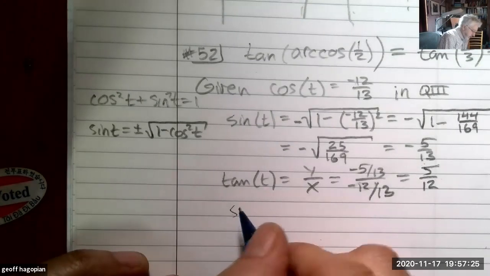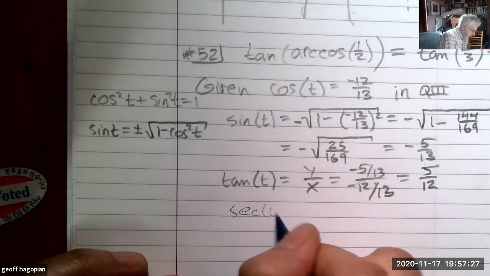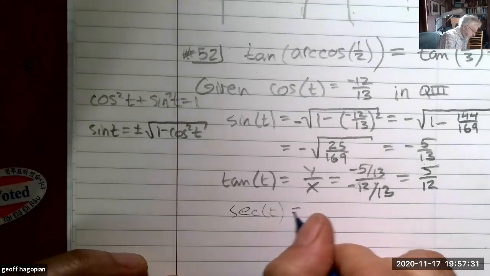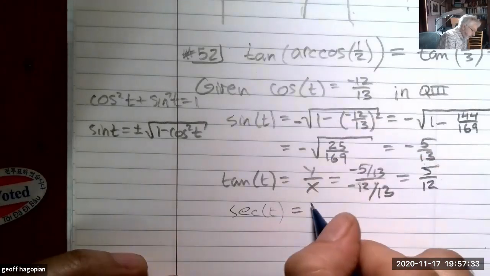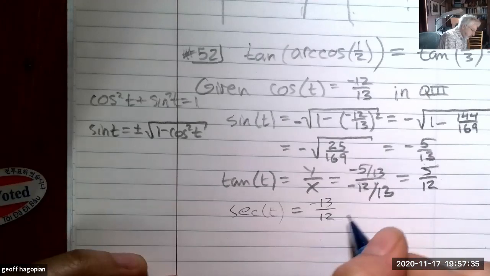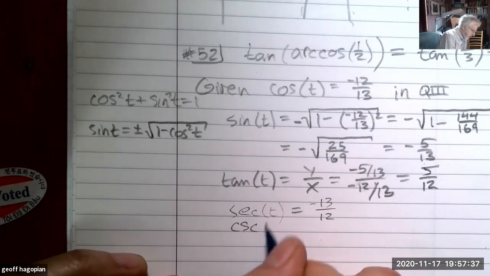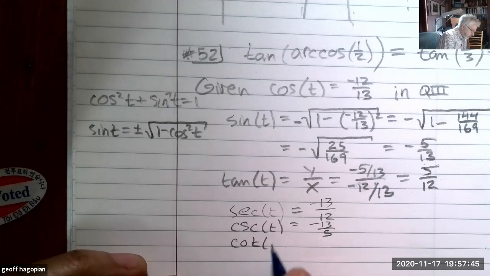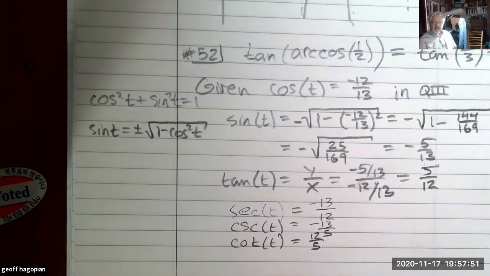And what about the other ones? Well, they're pretty easy, right? Secant is just the reciprocal of cosine. So that's going to be -13/12. Cosecant is the reciprocal of sine. That's going to be -13/5. And cotangent is the reciprocal of tangent. That's 12/5. All right.